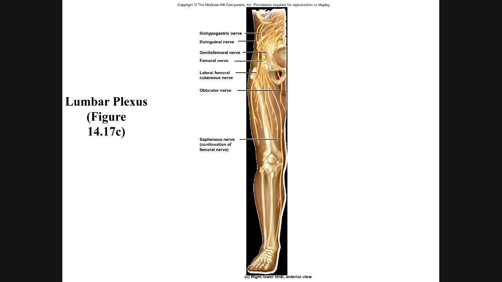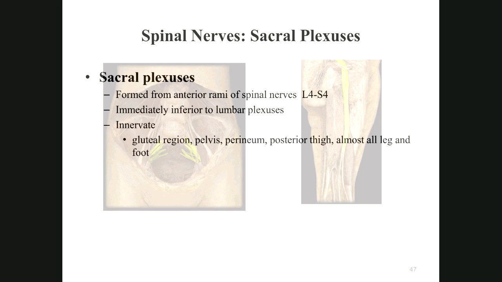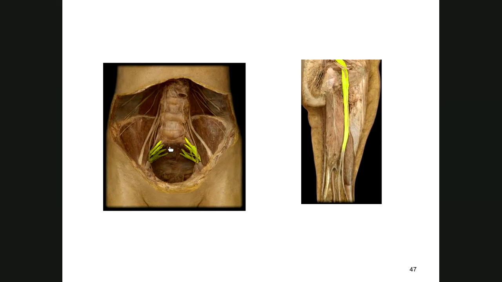What's really going to focus on the lower leg and a little bit more of the leg overall is going to be coming from the sacral plexus. So the sacral plexus is below the lumbar plexus. You can see here gluteal, pelvis, perineum, posterior thigh, almost all leg and foot. So the sacral plexus is going to do a lot more. It's deeper down here. We can see right there's the sacrum, and so here's that plexus coming out, and it's going to form that sciatic nerve, and we can see here is that sciatic nerve running down.